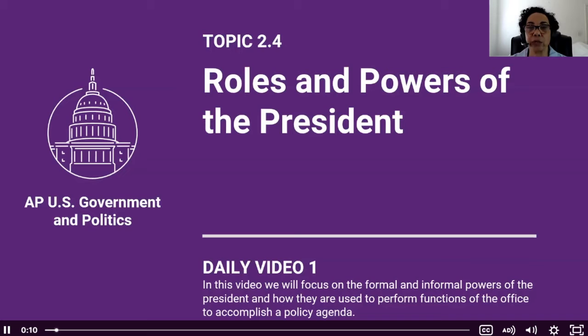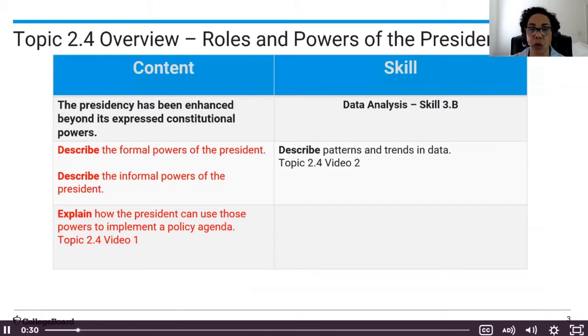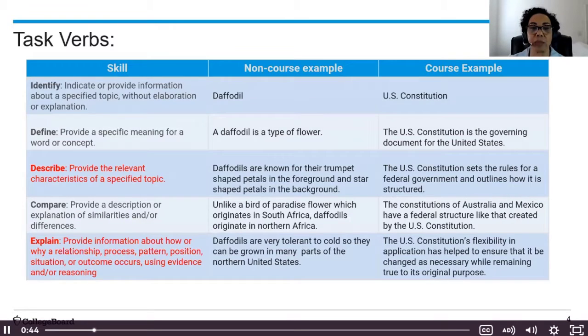We're on topic 2.4 today, looking at the roles and powers of the president, and specifically we're going to talk about formal and informal powers and how the president is able to use those to meet a policy agenda. So we have over on the left, what are the formal and informal powers and how the president is going to use those. And then stated as tasks, describe the formal powers, describe the informal powers, and explain how the president can use those powers to implement a policy agenda. I've got our textbooks highlighted here, are describe and explain.